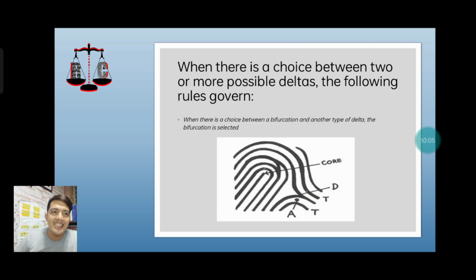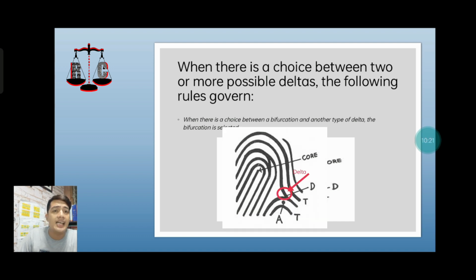So kung atong makita sa illustration, naay dot, naay bifurcation. Now, based on the rule, ang atong i-follow is kung naay mga lain nga mga form of deltas or kind of deltas, ang atong i-apply is ang bifurcation. Nakuha. Again, kay magdiferensya kita during ridge counting kung pananglitan dili nato i-follow ang rule sa kiniang about sa pag-determine sa delta. So, in that case, we shall follow or the bifurcation shall prevail over the dot.